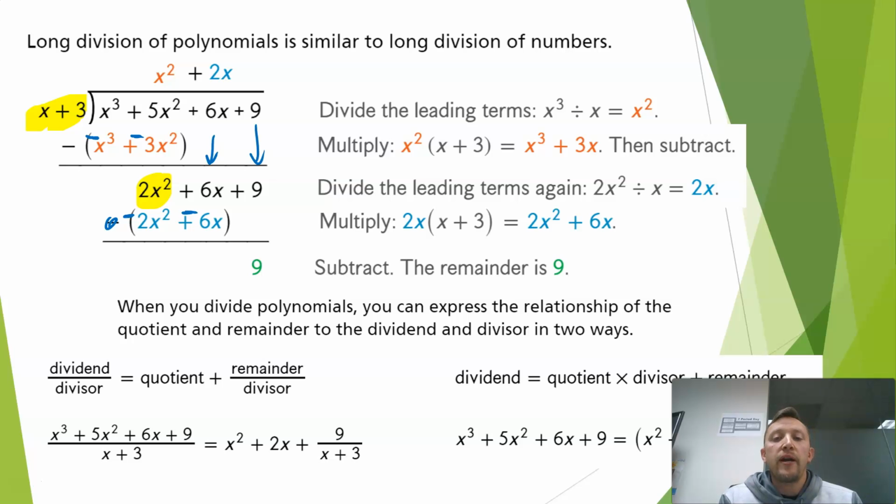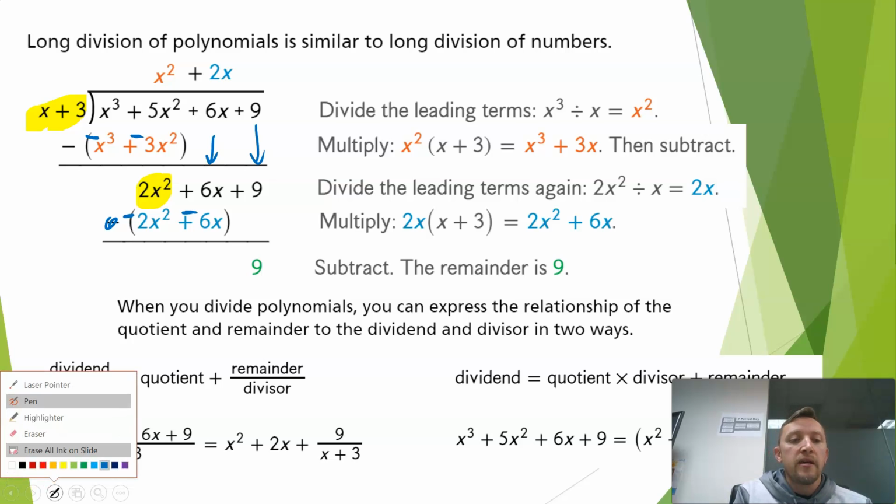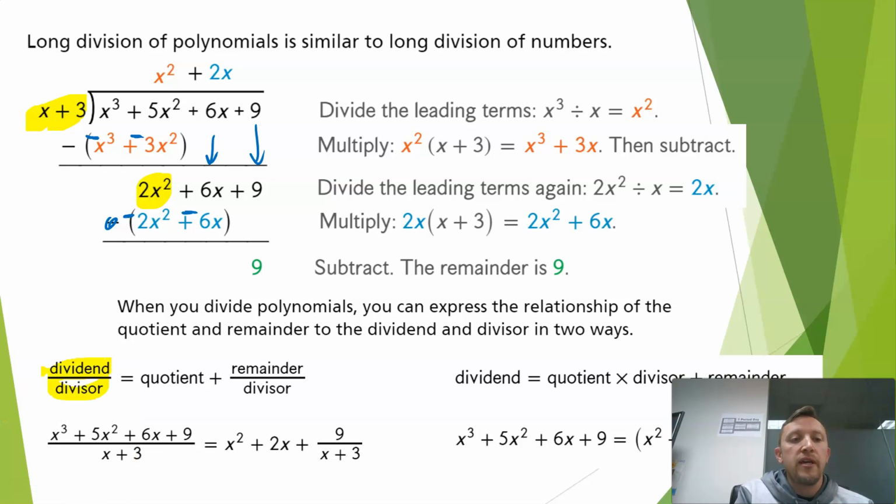So again, our dividend was what we're dividing, x cubed plus 5x squared plus 6x plus 9. This is just saying that we could write it as x squared plus 2x times x plus 3, plus a remainder of 9. But this is the key here. I'm going to highlight this. This is what you want to make sure that you get in your notes.